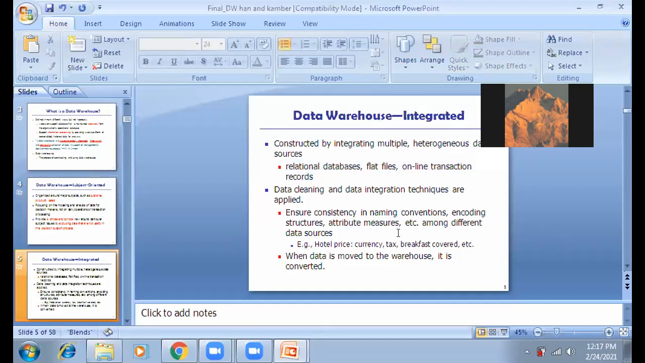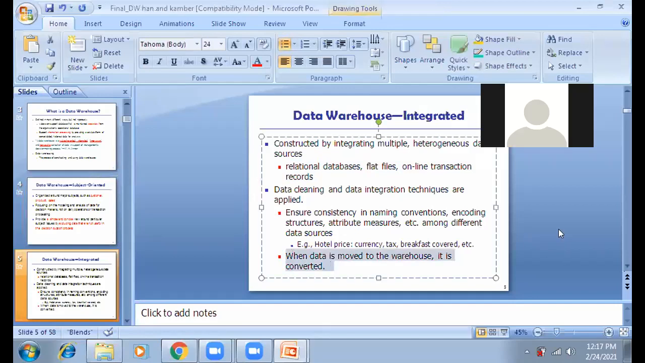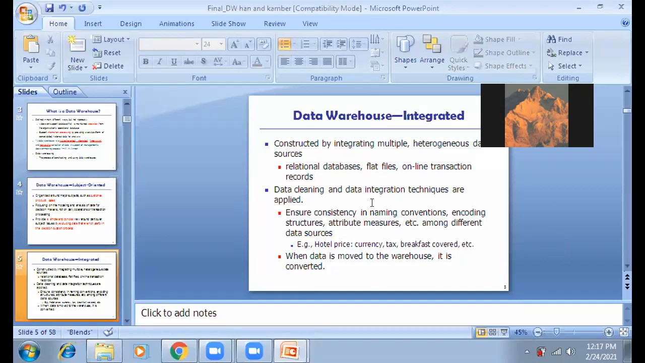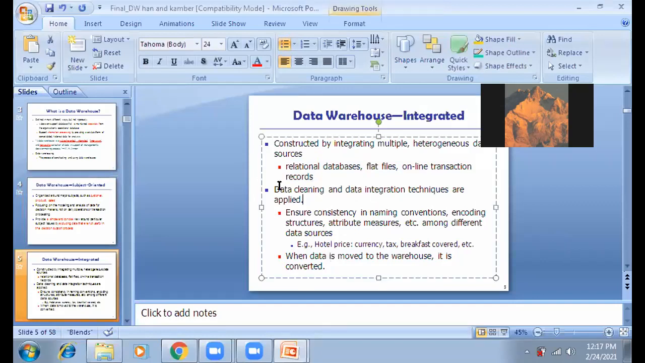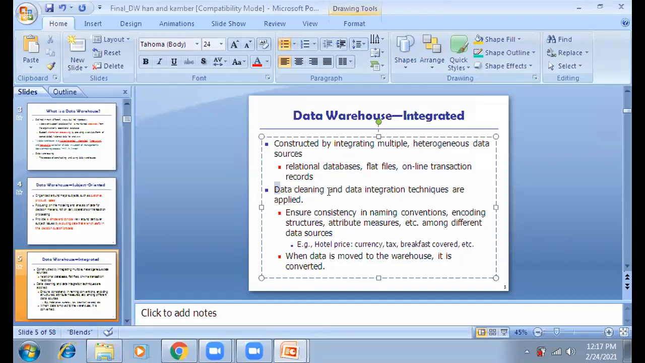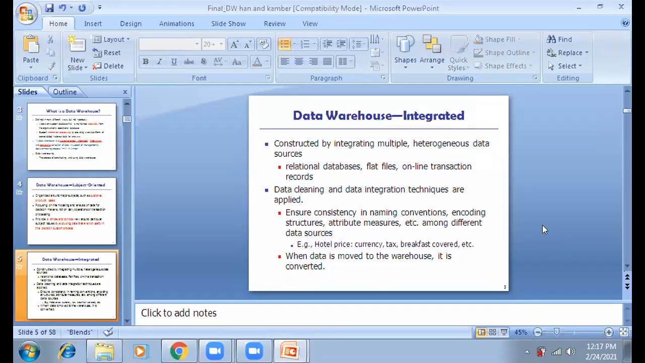heterogeneous data sources. Okay, and when data is moved to a data warehouse, it is converted. Converted means it is converted from a data-source-specific format to a data warehouse specific format. Look, before data integration, data cleaning is also a very important process. I already told you data cleaning is a very, very important process that we have to conduct before data integration techniques. Together, we actually apply data cleaning and data integration.